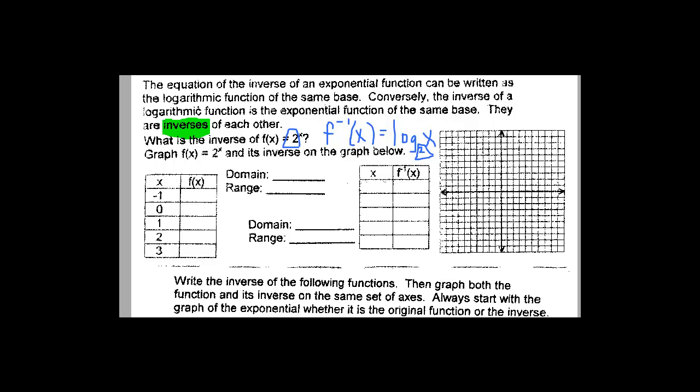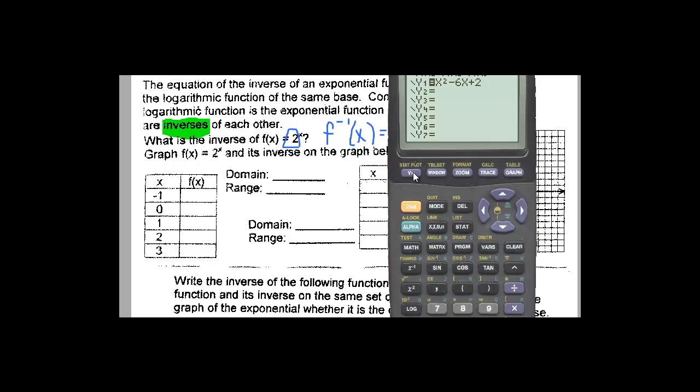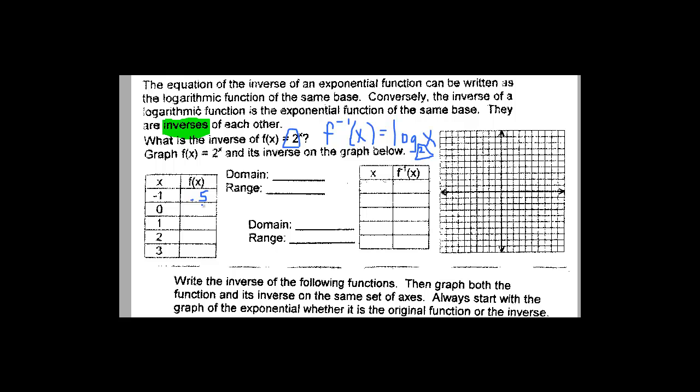So using our calculator, under y equals, raise 2 to the x power, and we go to second table. We want to pick points on either side of 0, so -1 is 0.5, 0 is 1, 1 is 2, 2 is 4, and 3 is 8. Plot these points on the graph and draw the curve. We learned from the last unit that this is exponential growth.